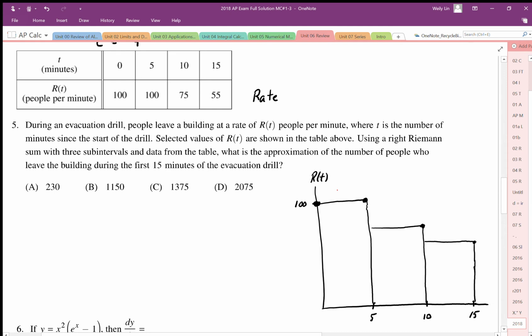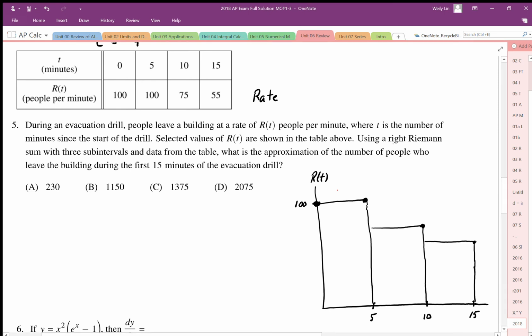During the evacuation drill, people are leaving the building at r people per minute. And t is time in minutes, and we're given selected values of r of t. So using a right Riemann sum with three subdivisions, approximate the number of people who leave the building in the first 15 minutes.